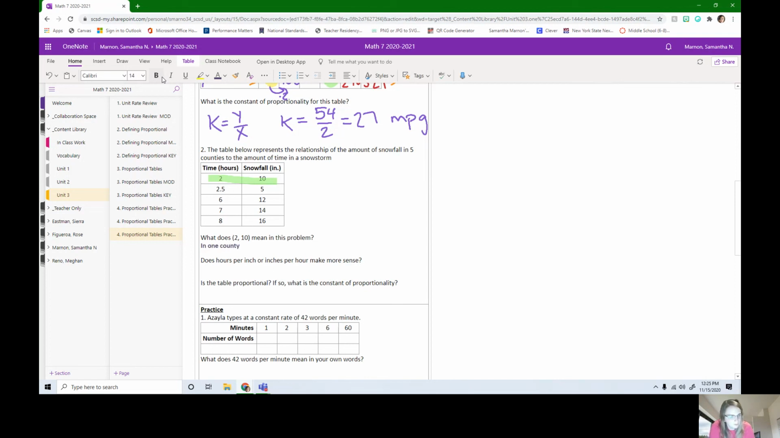The 2 is 2 hours and the 10 is snowfall in inches. So that means after 2 hours, there was 10 inches of snowfall.